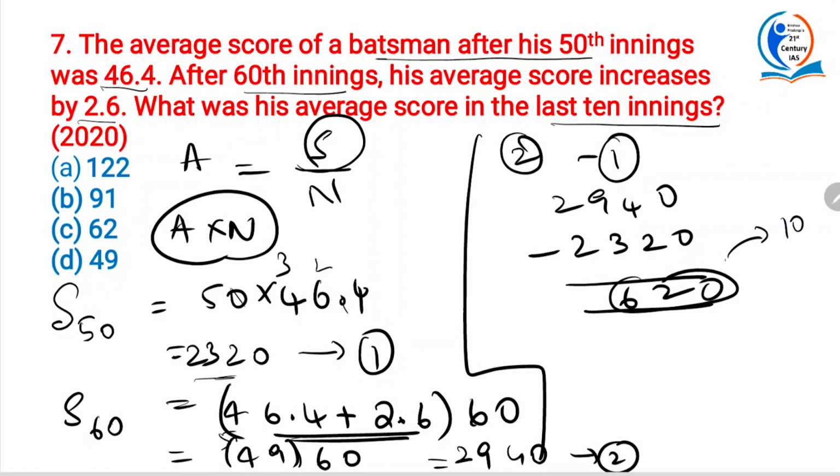Now what are they asking? They are asking the average. Now what is the average? Total by number. How many innings? 10 innings, no? So 620 by 10, 62. So it is C. C is the answer. All right.